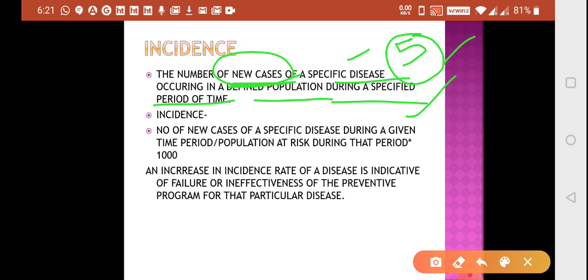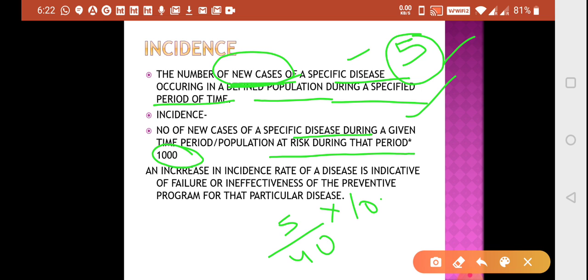So incidence is the number of new cases of a specific disease during a given time period divided by the population at risk during that period, multiplied by 1000. So incidence is measured multiplied by 1000. Like 5 people had caries, class was of 40, multiplied by 1000. So this is how you are going to calculate incidence.